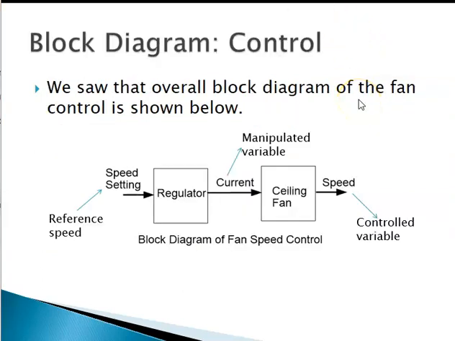We saw that the overall block diagram of the fan control is shown here. You have a regulator block and a ceiling fan block. The regulator receives the speed setting from the user. It changes the manipulated variable depending on the speed setting, and the ceiling fan runs at a speed corresponding to each current and each speed setting.